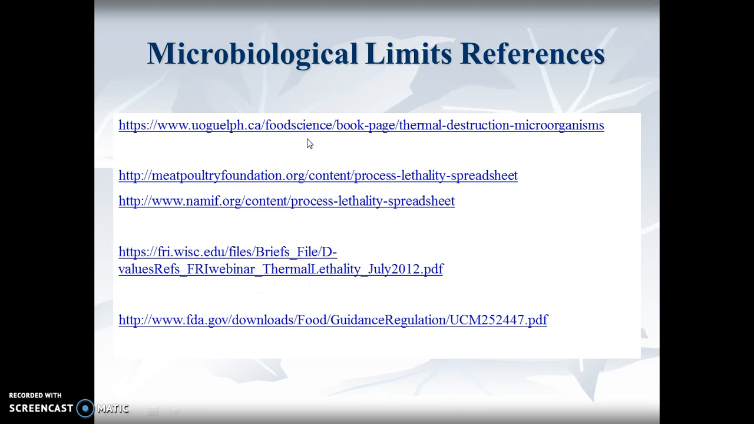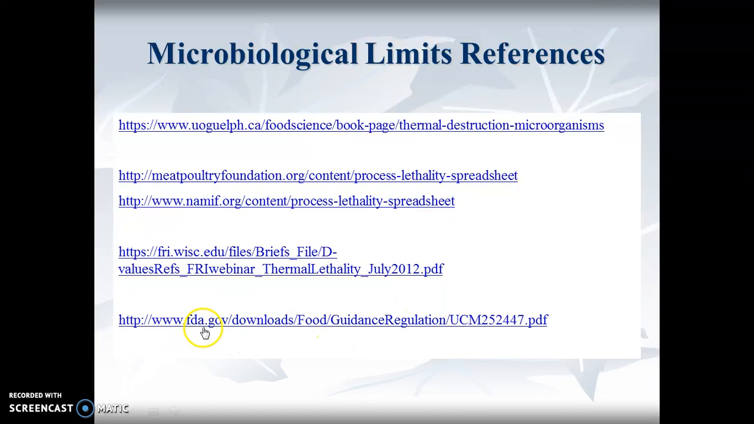Here are great websites that give you some additional information as far as reference limits. This one right here is the North American Meat Foundation's process lethality spreadsheet. It's an Excel spreadsheet where you can actually put in values for different products with different bacteria in mind, and it will help you calculate what the temperature has to be to make sure that you have a safe product. Both of these have the same thing. The reason I put both of them on there is in case one of them is no longer working, they will both take you to basically the same starting point.